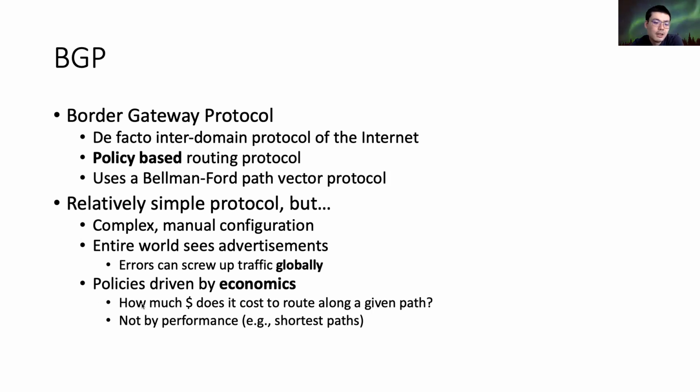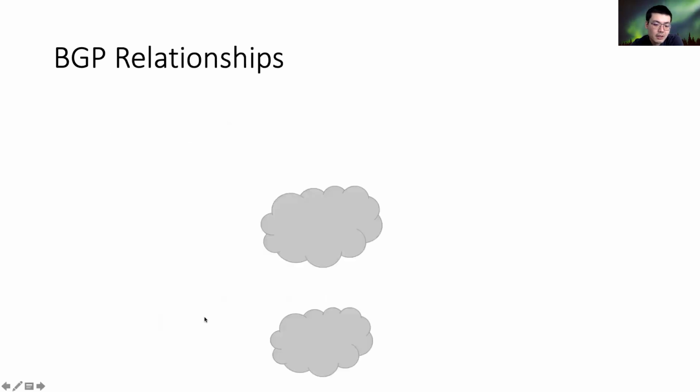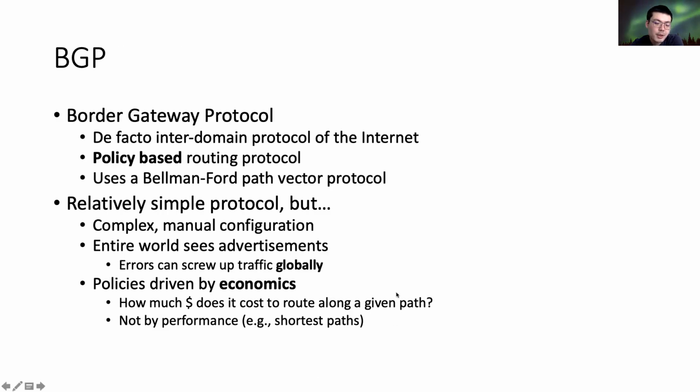And so the policies here are really not driven by whether it's efficient or not. It's really driven by economics. So how much would it cost to route? Because when people provide a service to route your packets from one location to another, they want to get something. It's a service provider. You need to pay them. So actually, money matters more than just your quality, your latency, throughput, etc. So not just by performance.